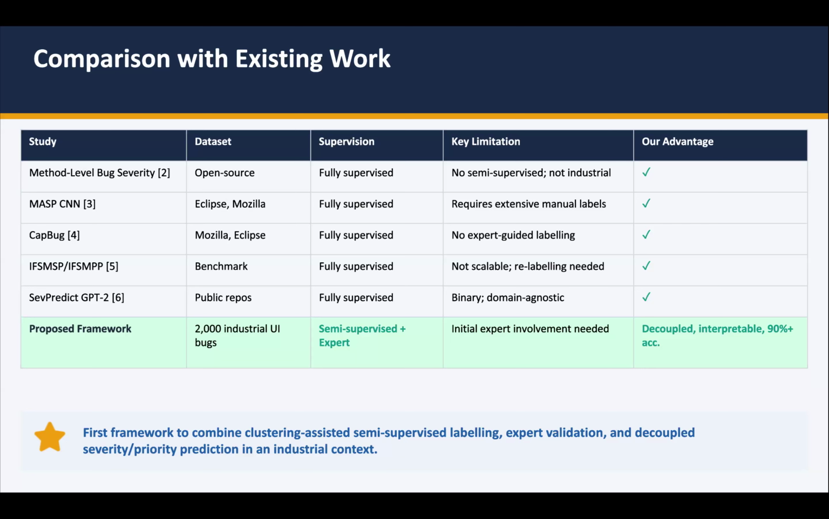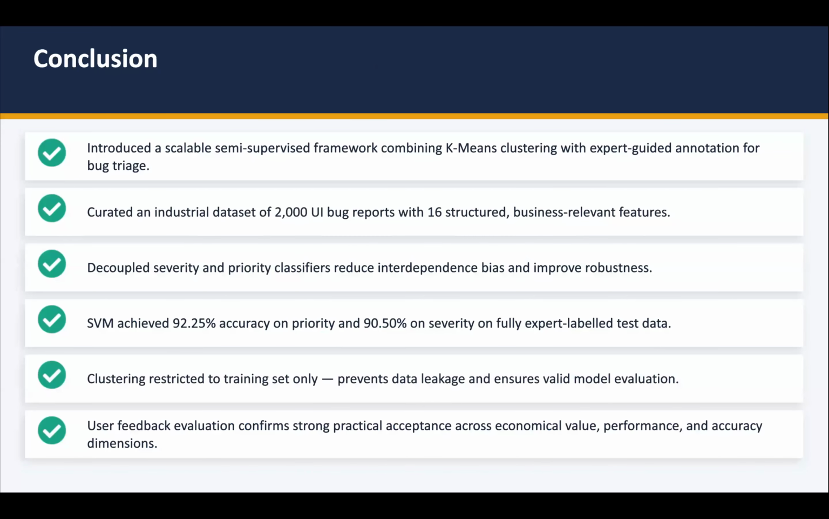So let me now bring this all together with our conclusion. To summarize, we introduce a scalable semi-supervised framework that meaningfully reduces manual annotation effort while maintaining high predictive accuracy. We built an industrial data set with 2,000 bug reports with 16 features designed specifically to capture business and operational dimensions that matter in enterprise environments.